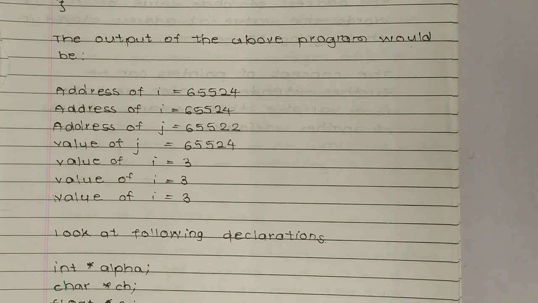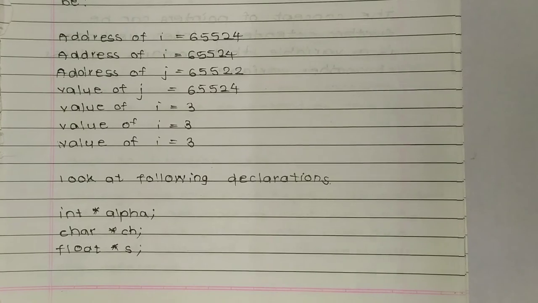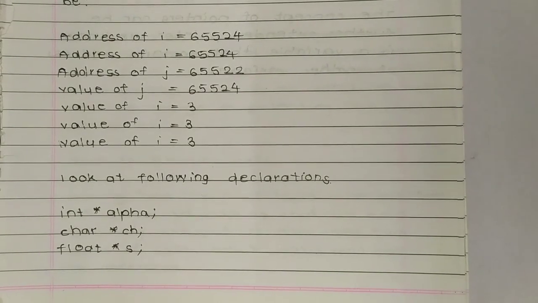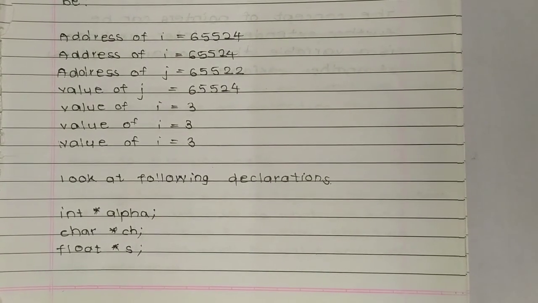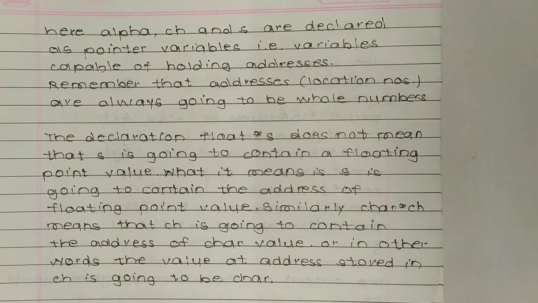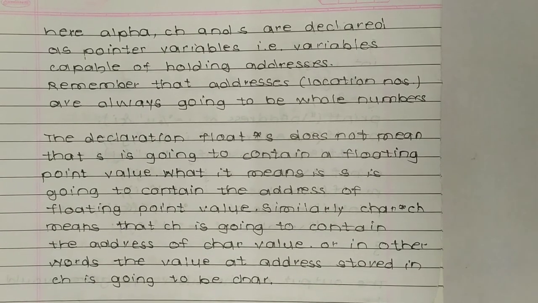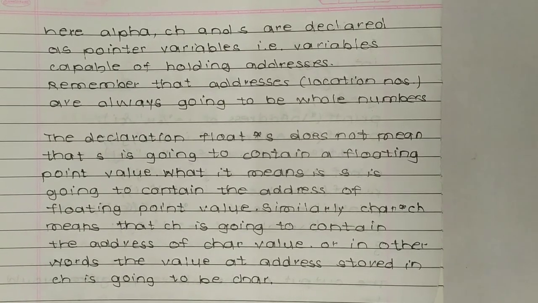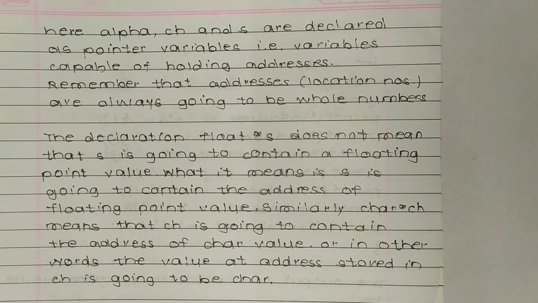So look at the following declarations. Let us explain a few declarations. First is int *alpha, char *ch, float *s. Here alpha, ch and s are declared as pointer variables, that is variables capable of holding addresses. Remember that addresses, that is location numbers, are always going to be whole numbers.